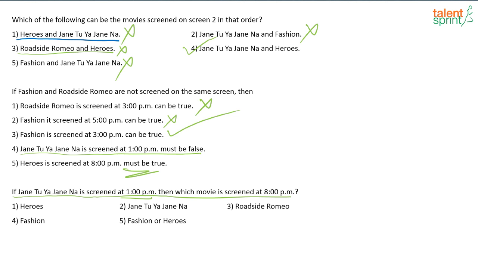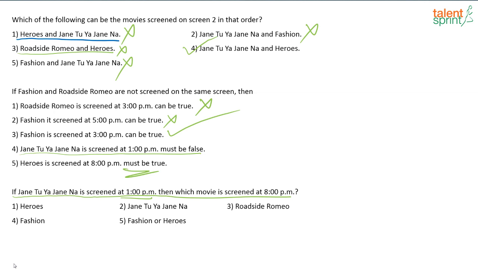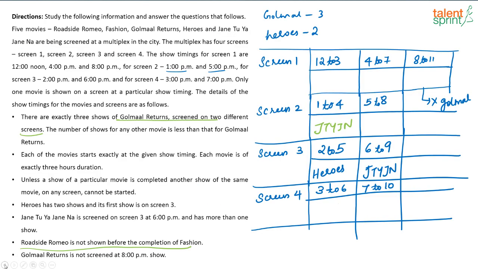Now, let us try this question. Jane Tu Ya Jane Na is screened at 1 p.m. Then what is the question? Then which of the movies is screened at 8 p.m.? So, if this is at 1 p.m., this is 1 to 4, 6 to 9. So, now next Heroes is there.